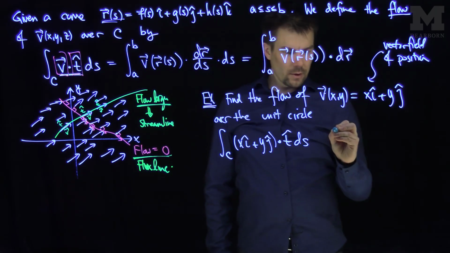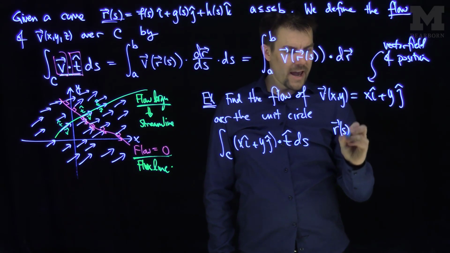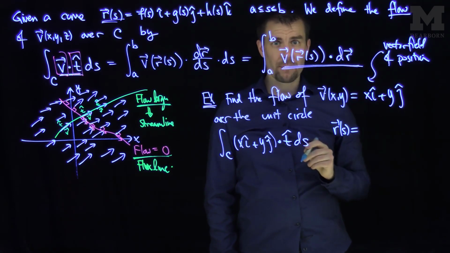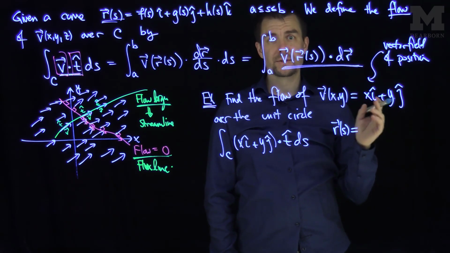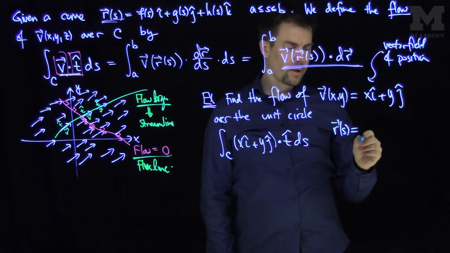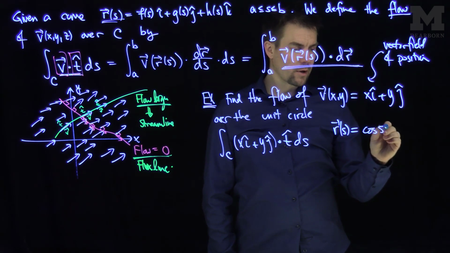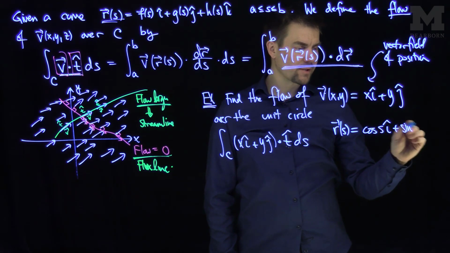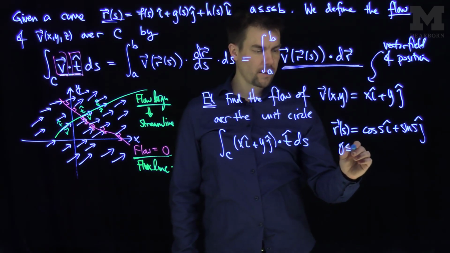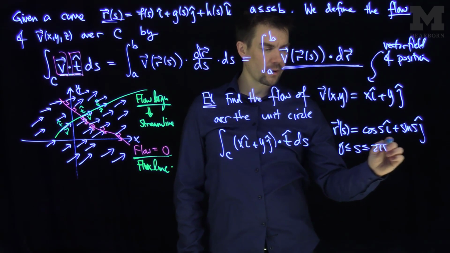So let's parameterize our unit circle. It doesn't have to be the arc length parameter. This formula over here tells you that you can just have a general parameter and dot the vector field v with the derivative of the curve. But we can put this one into arc length parameter, cosine of s i hat plus sine of s j hat. That's the arc length parameter for the unit circle. Of course, s here goes between 0 and 2 pi.